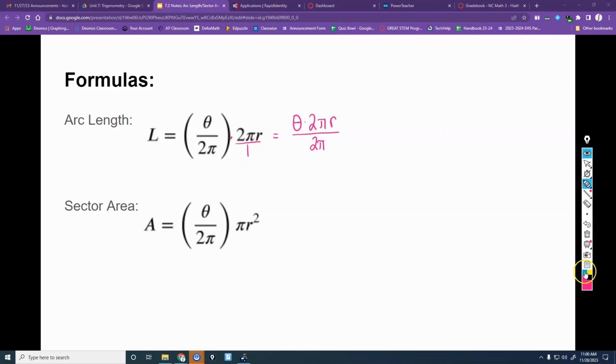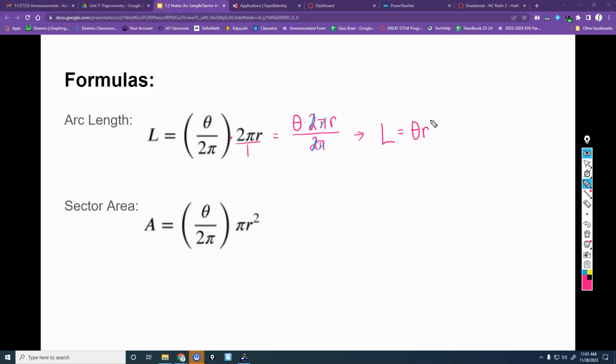Right? What is going to happen? All this stuff is multiplied together. What's going to happen with the 2's? If I got one on top and bottom, they cancel out. What about the pi's? They also cancel out, right? So that means I can also write this formula where my arc length equals just theta times r, which is a lot easier to use, but remember, you're going to have to remember this on your exam as well. So I would include both of these formulas on my note card.